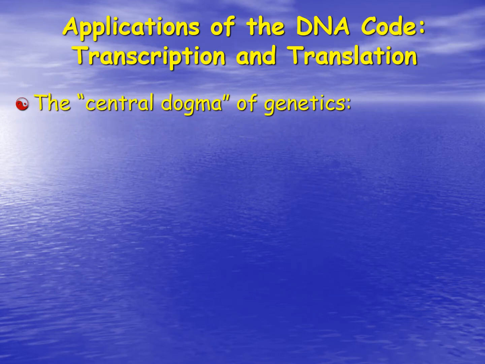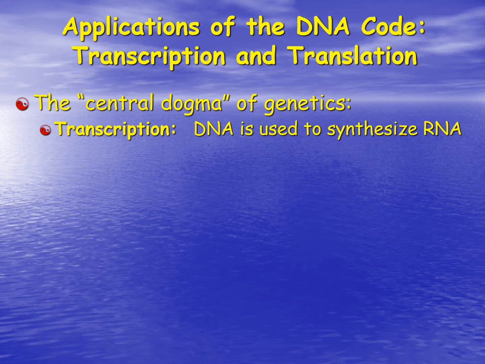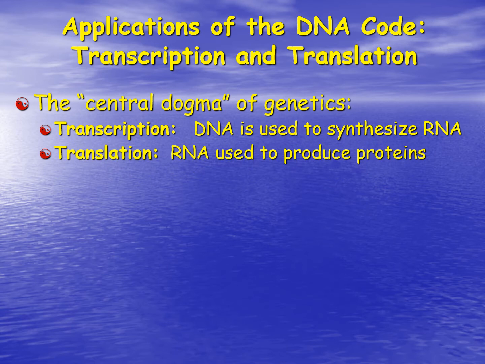Now, the central dogma of genetics is this, and it's a very simple concept. The DNA will be transcribed, or copied, to RNA, the messenger RNA. The messenger RNA, along with transfer RNA and the ribosome, will then be used to produce proteins. And this is known as translation.